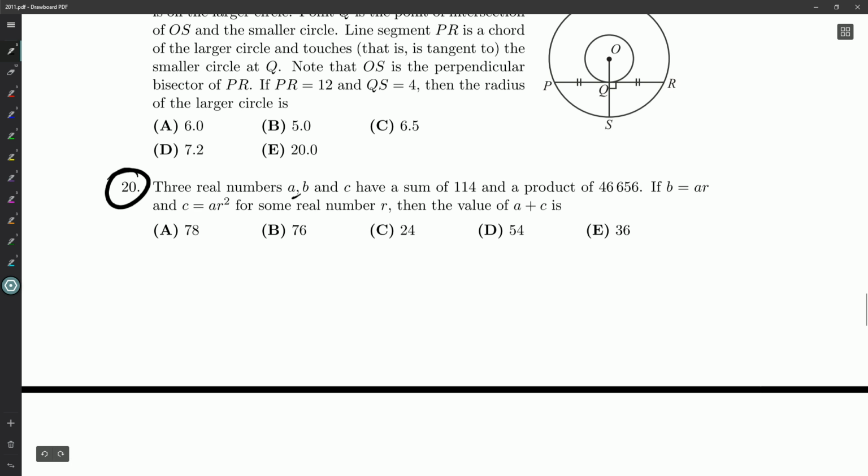The three real numbers A, B, and C have a sum of 114 and a product of, that's big, 46,656. If B is equal to AR and C is equal to AR squared for some real number R, incidentally that means A, B, and C in that order are what we call a geometric sequence, but they're obviously not really telling us that here. They're just giving us the equations for it. Anyway, if they equal that for some real number R, the value of A plus C is.